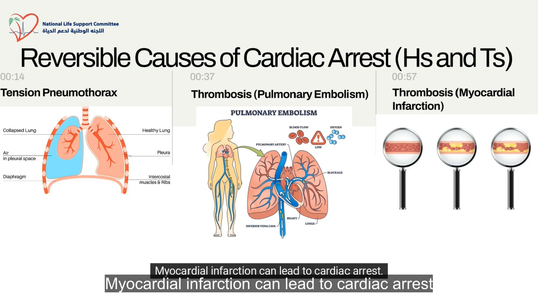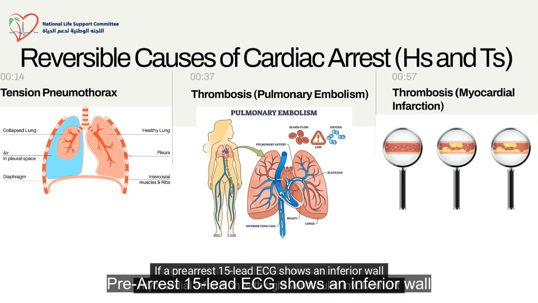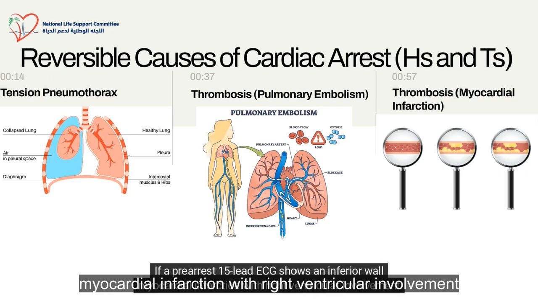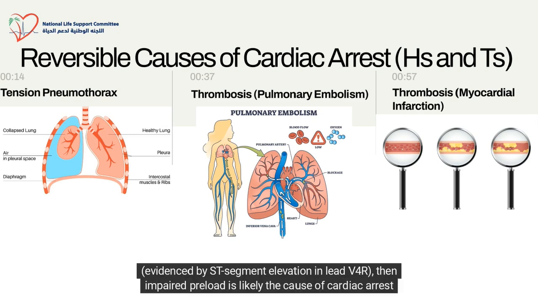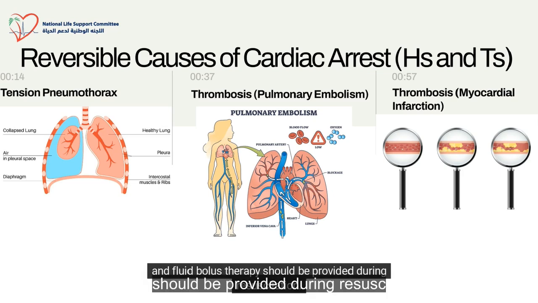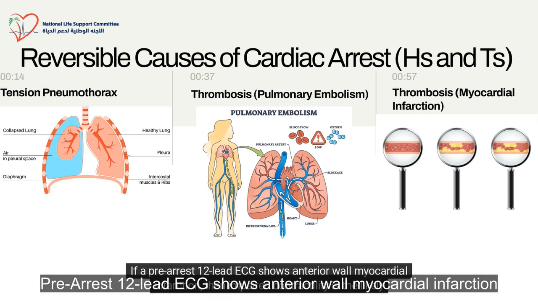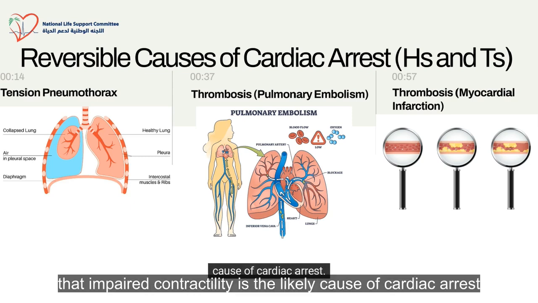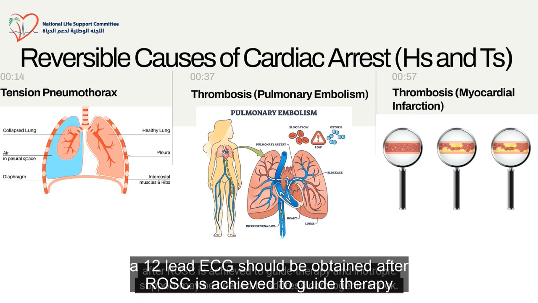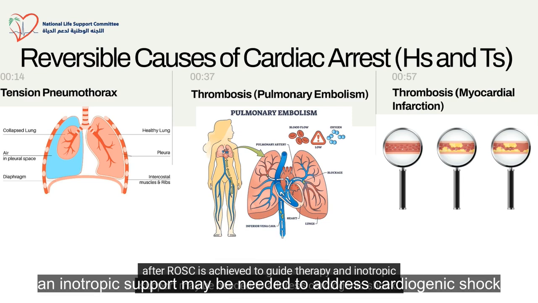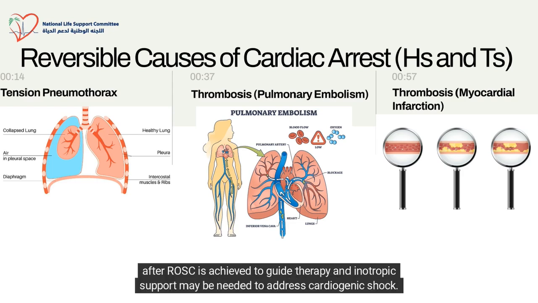Myocardial infarction can lead to cardiac arrest. If a pre-arrest 15-lead ECG shows an inferior wall myocardial infarction with right ventricular involvement, evidenced by ST segment elevation in lead V4R, then impaired preload is likely the cause of cardiac arrest, and fluid bolus therapy should be provided during resuscitation. If a pre-arrest 12-lead ECG shows anterior wall myocardial infarction, then impaired contractility is the likely cause of cardiac arrest. When myocardial infarction is the suspected cause of cardiac arrest, a 12-lead ECG should be obtained after ROSC is achieved to guide therapy, and inotropic support may be needed to address cardiogenic shock.